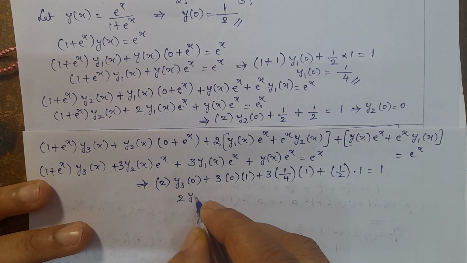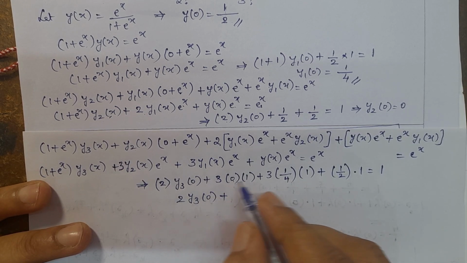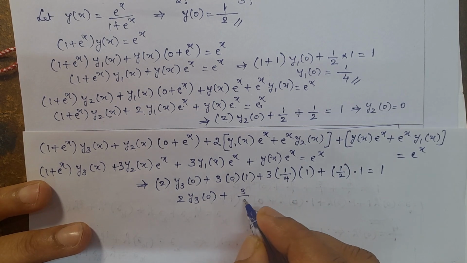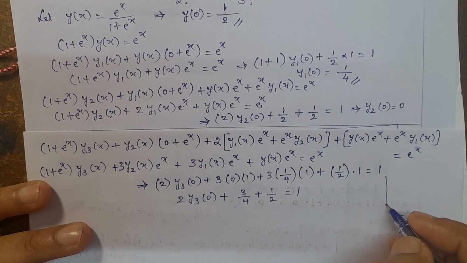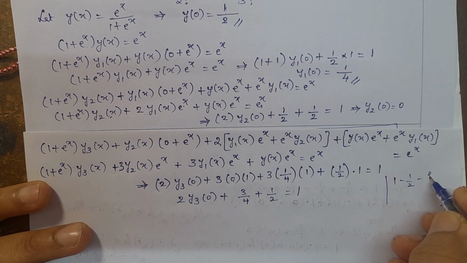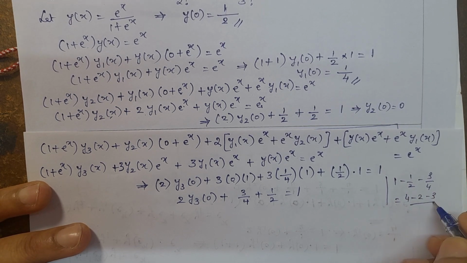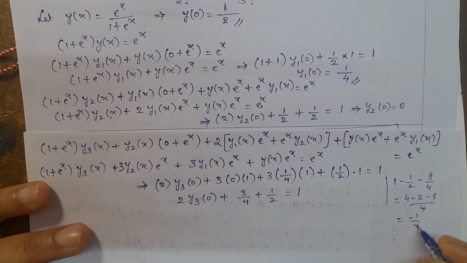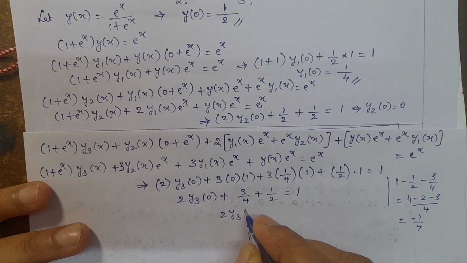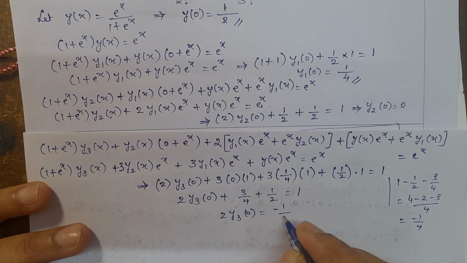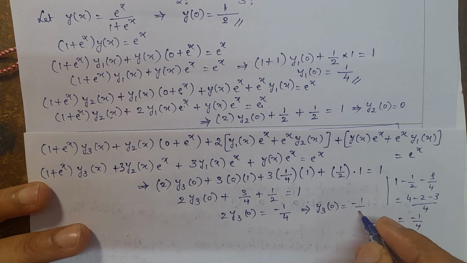So 2 y3 of 0 plus this is 0, 0 into anything is 0, 3 by 4 plus 1 by 2 equal to 1. So then 1 minus 1 by 2 minus 3 by 4 equal to, LCM is 4, 4 minus 2 minus 3 divided by 4. So minus 1 by 4. So 2 y3 of 0 equal to minus 1 by 4. Then y3 of 0 equal to minus 1 by 8.